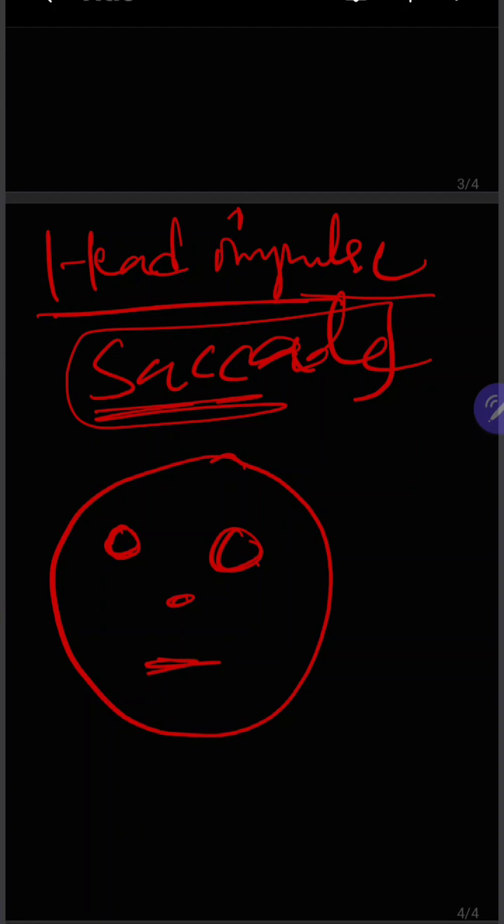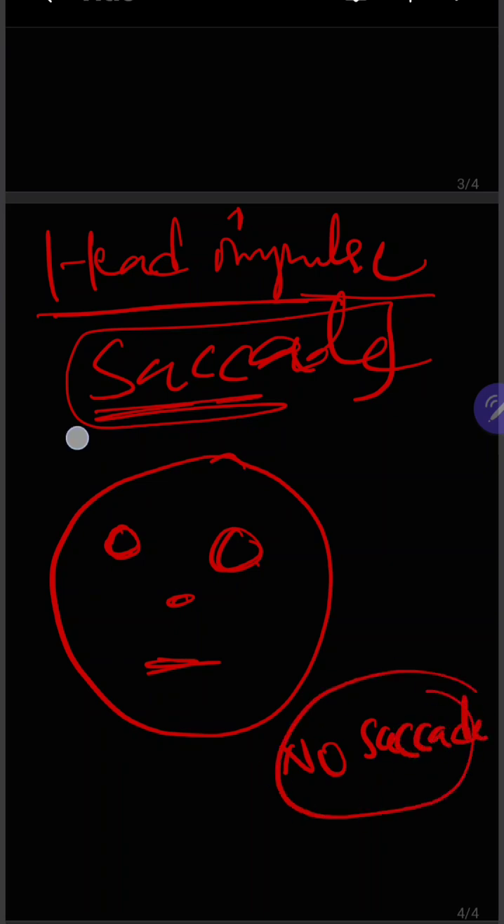And then suppose, after you turn the patient's head to one side, the patient maintains the gaze. That is normal. That patient is not having saccade. It means no saccade will be there.